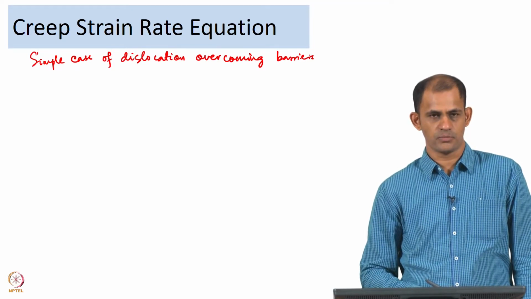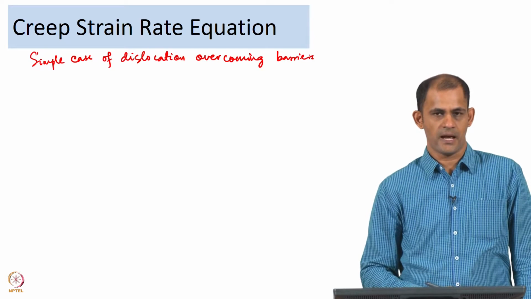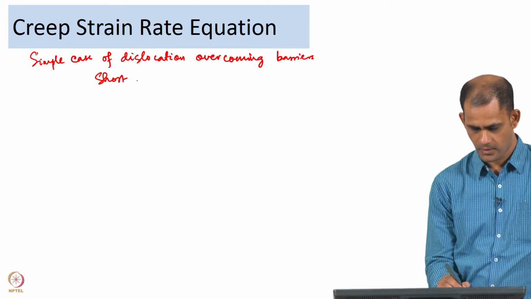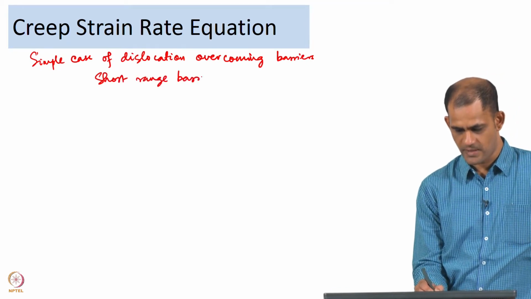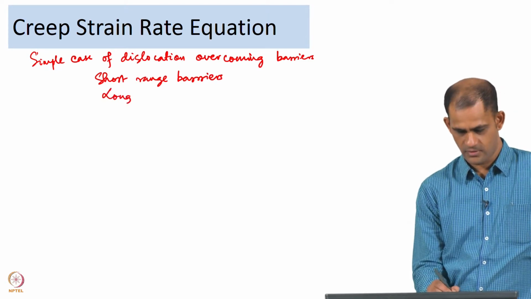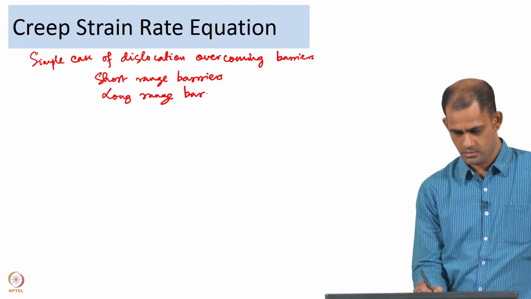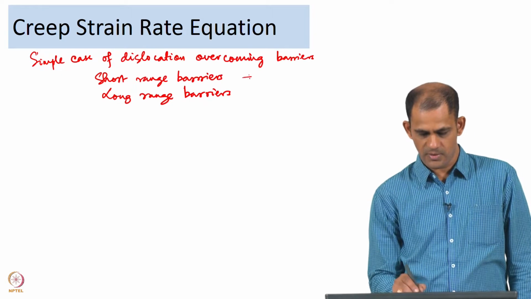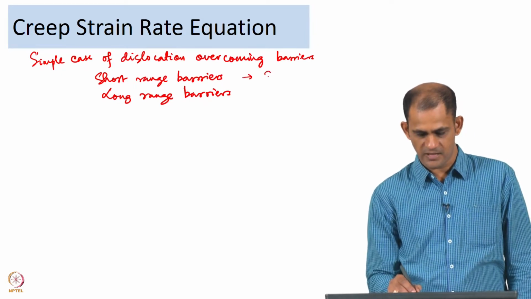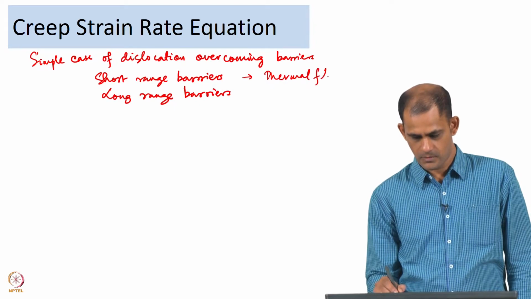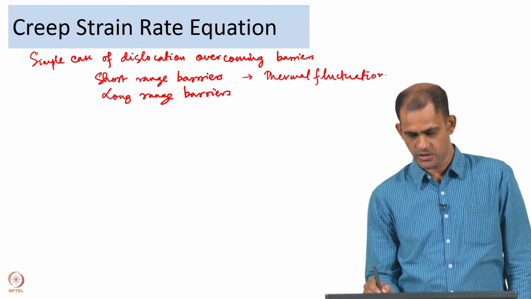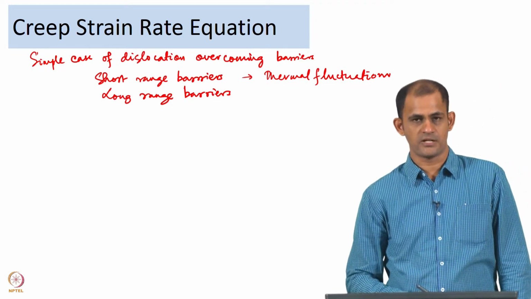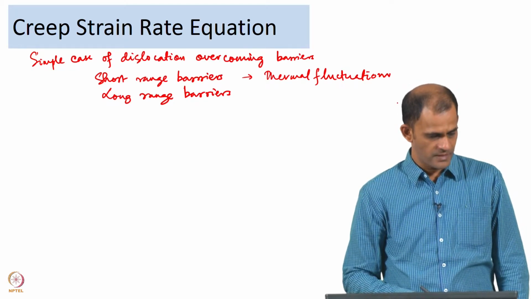barriers to dislocation motion, or barriers to plastic deformation, and we were talking about two types of barriers. Just as a recall, you have short range barriers and you have long range barriers. And short range barriers, if you remember, we said it is possible to overcome by thermal fluctuations alone. So, if the barrier is such that by providing thermal energy you can overcome the barrier.